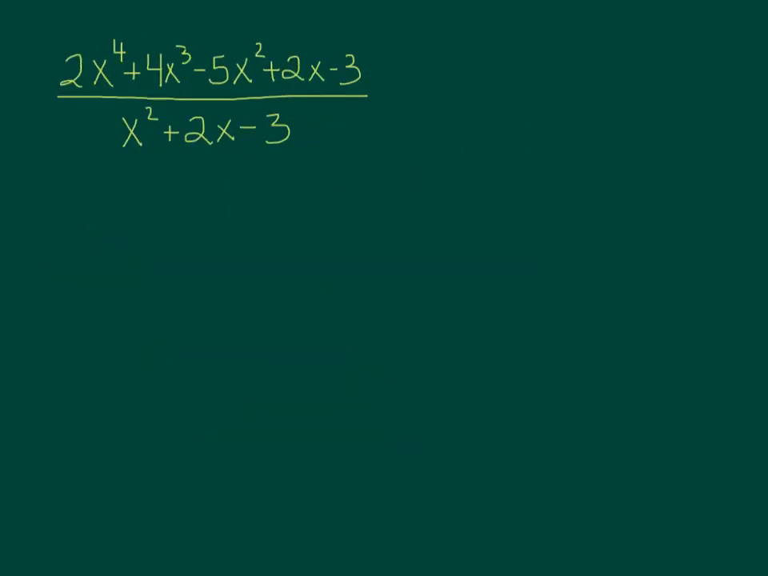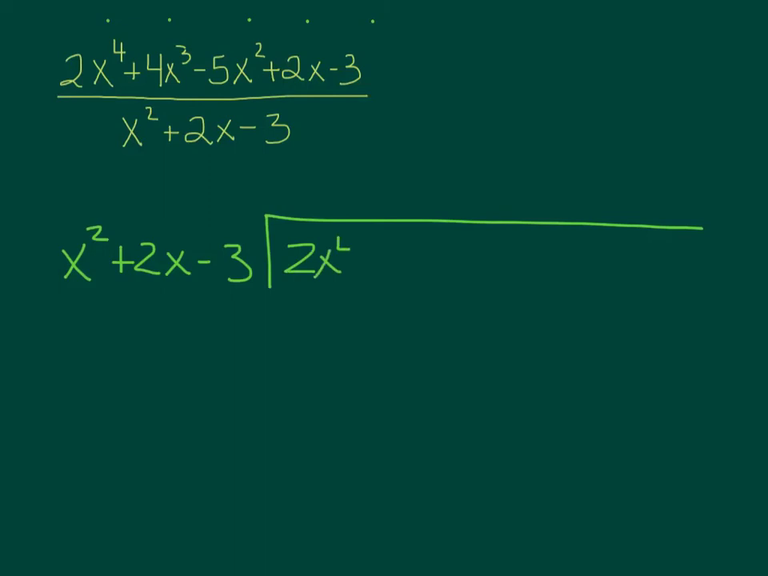Alright, so here's a fun one. Big polynomial, 2x to the 4th plus 4x to the 3rd minus 5x squared plus 2x minus 3. Notice I have one of every power, 4, 3, 2, 1, and 0. And then divide by x squared plus 2x minus 3. So, on the outside, x squared plus 2x minus 3. And on the inside, 2x to the 4th plus 4x to the 3rd minus 5x squared plus 2x minus 3.